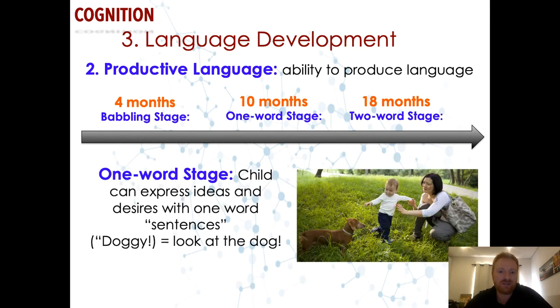At about 10 months old, that's when we start seeing individual words come out. Of course, people are different. They might speak earlier or later, but that's when you see your first word. So the one-word stage is just expressing desires with one word.